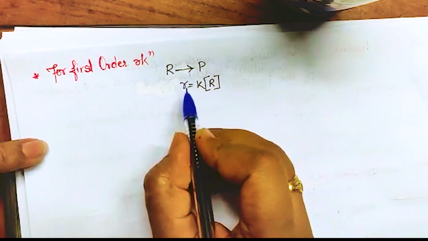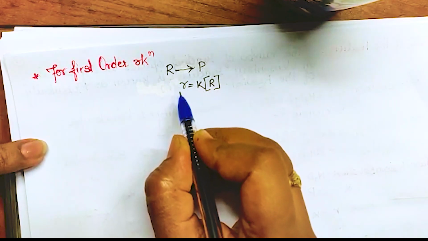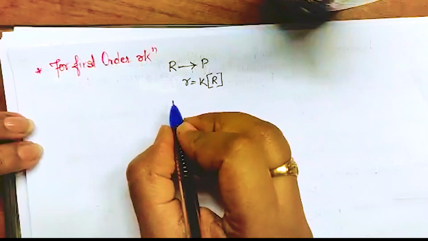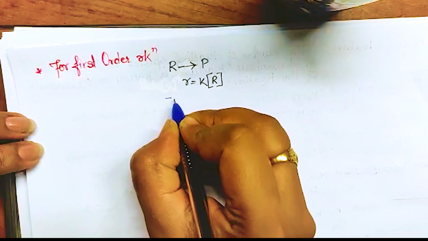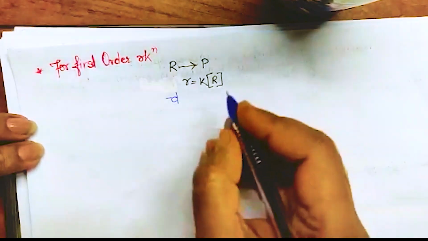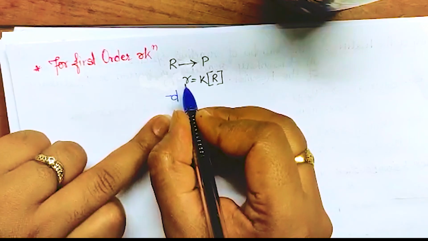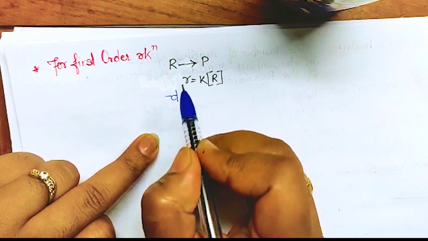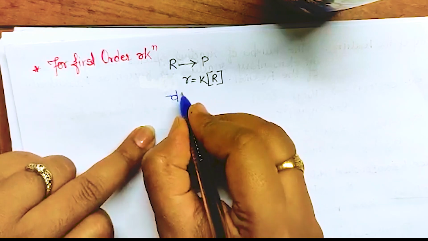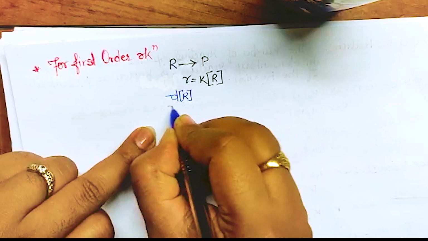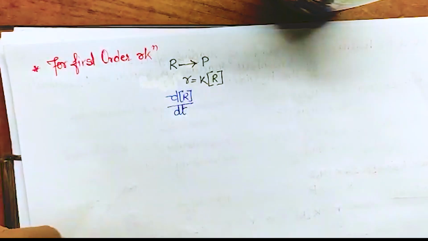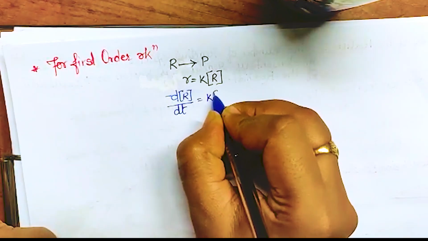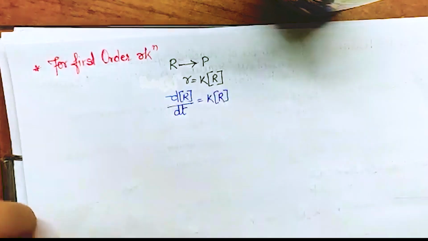So for this rate r, if we want to write the differential rate equation, what will we write? Tell me. d, this is the change in concentration upon time, isn't it? So change in concentration of what? We will take the reactant. So dR upon dt, can I write like this? Is equal to kR, okay.